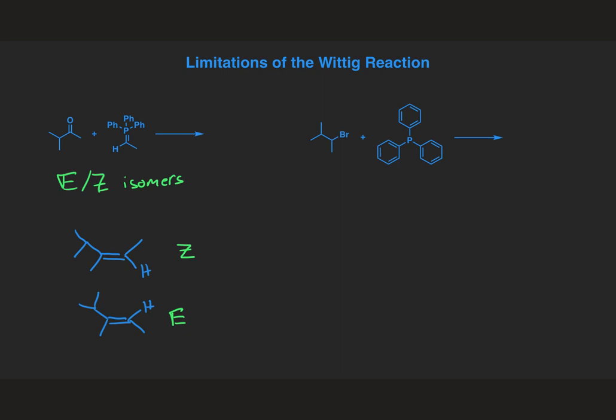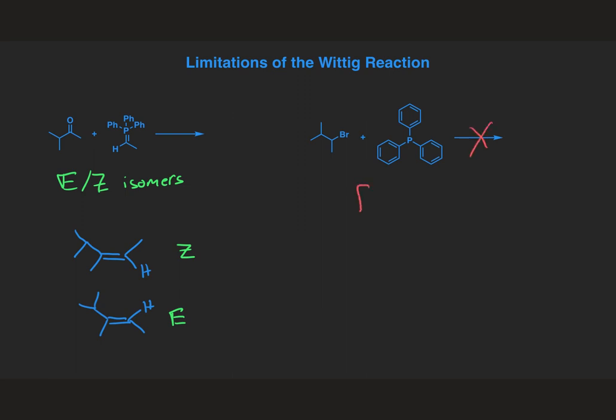The other problem that you can have is forming ylids from secondary alkyl halides. This SN2 reaction here on a secondary alkyl halide is very difficult because this nucleophile is quite large, and so this reaction is slow and sometimes will not take place.